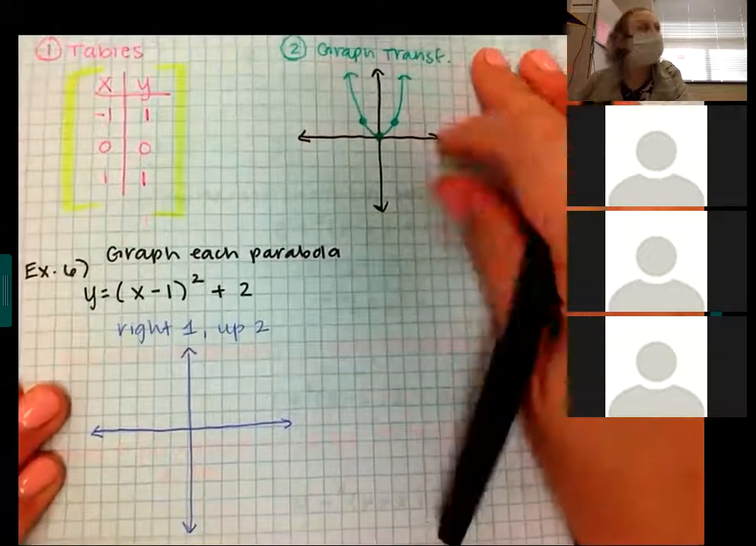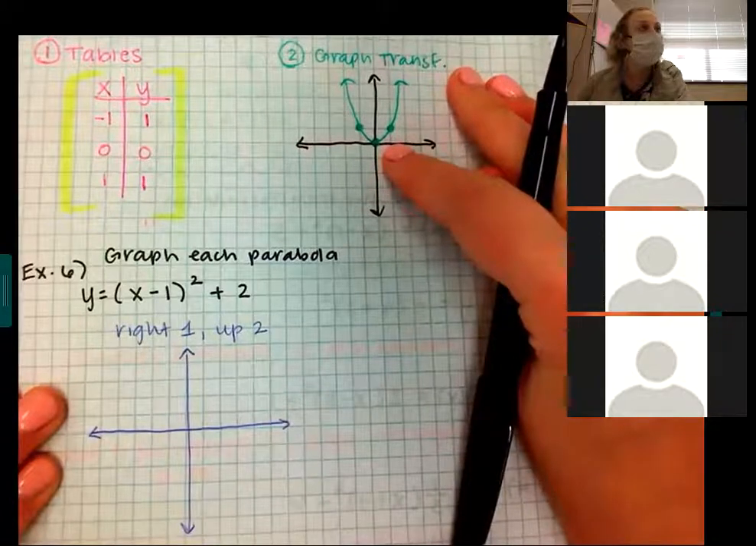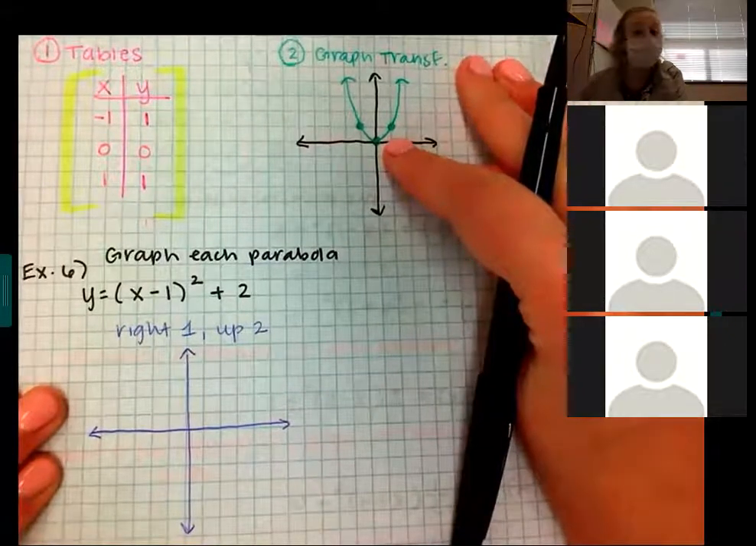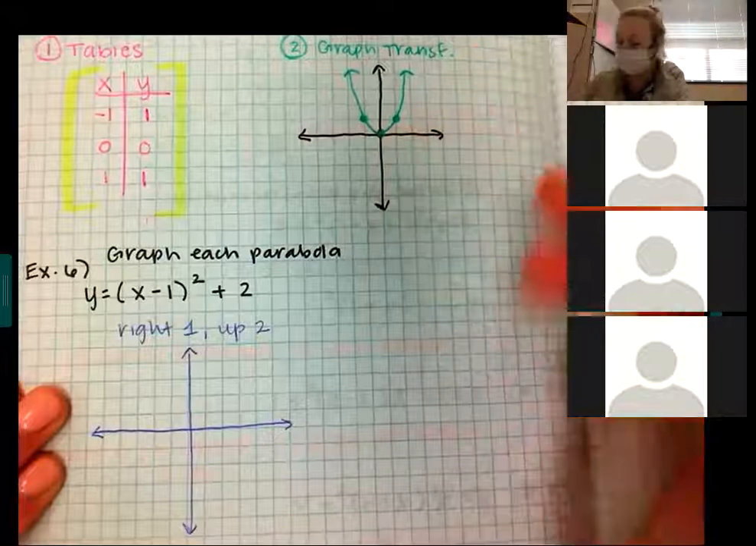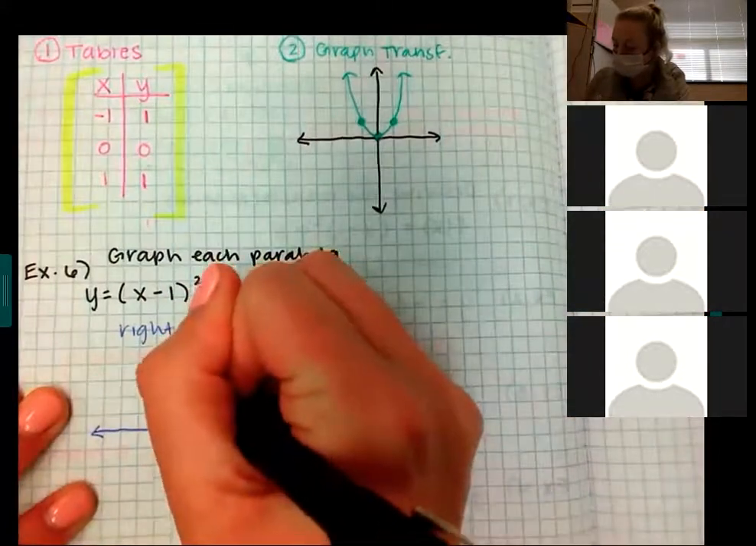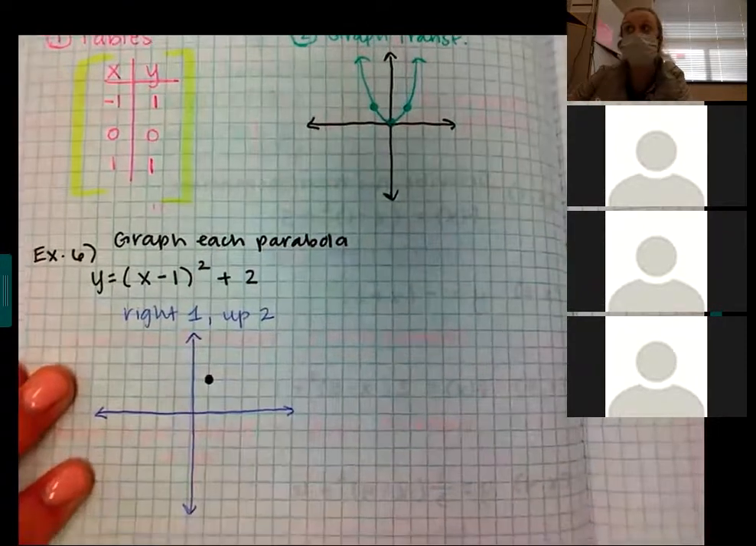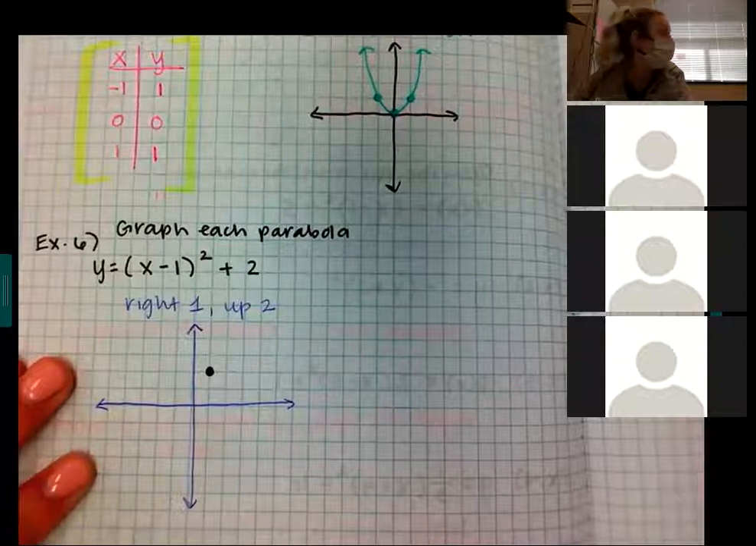Look at your parent function up here in green. Where's the vertex supposed to be? 0, 0, but you guys just told me I moved it right 1 up 2. So everybody watch. If I go right 1 up 2, do y'all agree the vertex is at 1, 2? Everybody see what I did? I just moved it right 1 up 2, like y'all said.